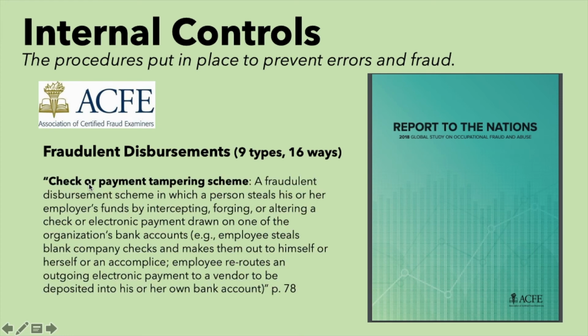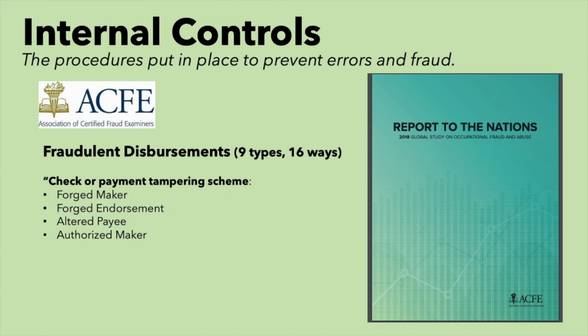One of those ways is check or payment tampering schemes. A fraudulent disbursement scheme in which a person steals his or her employer's funds by intercepting, forging, or altering a check or electronic payment drawn on one of the organization's bank accounts. So, for example, the employee steals blank company checks and makes them out to himself or herself or an accomplice. Employee reroutes an outgoing electronic payment to a vendor to be deposited into his or her own bank account. So these are different check or payment tampering schemes.